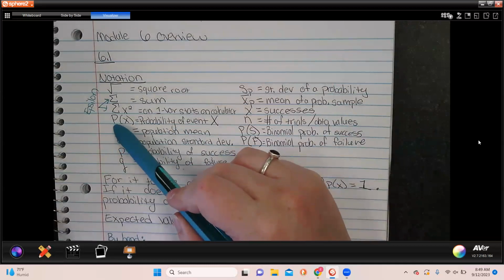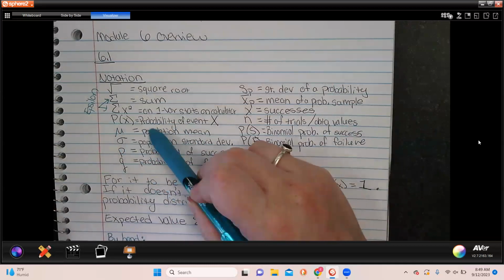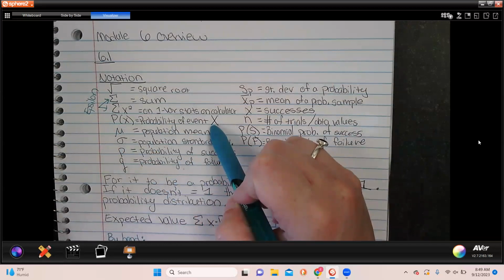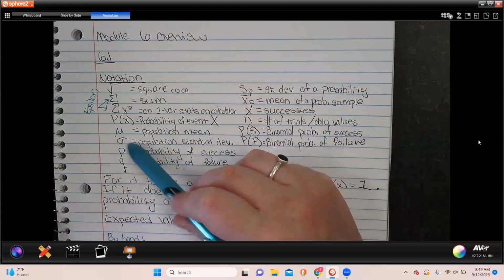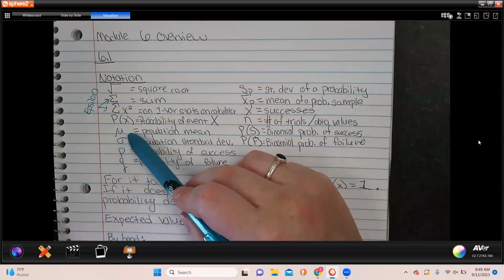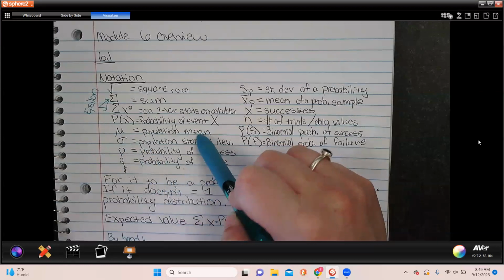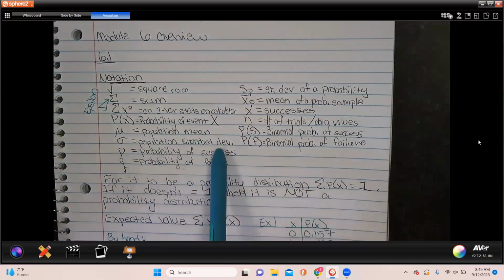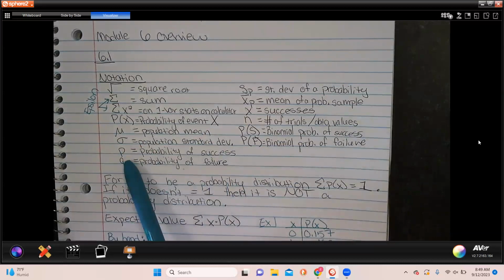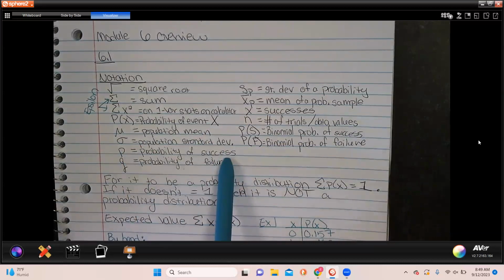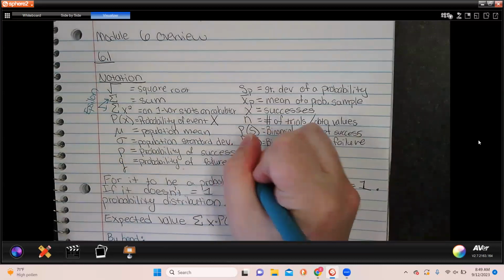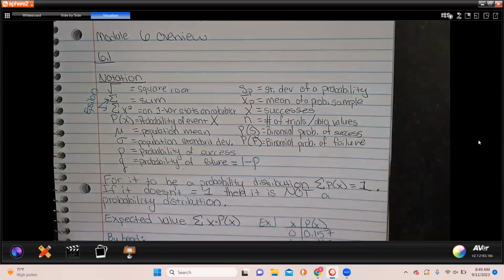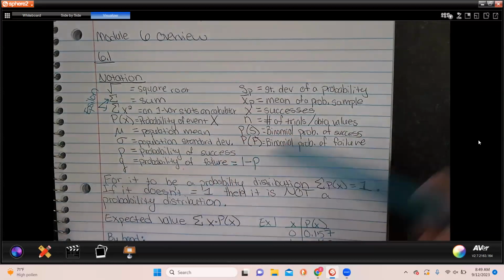A capital P with parentheses of X means probability of event X happening, and that X will be defined in your question with the context. Mu, the Greek letter mu, is the population mean. Sigma, the sideways 9, is the population standard deviation. Lowercase p is the probability of success. Lowercase q is the probability of failure, which is also equal to 1 minus p: 1 minus the probability of success is the probability of failure.